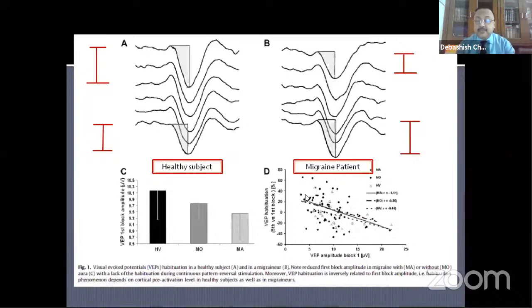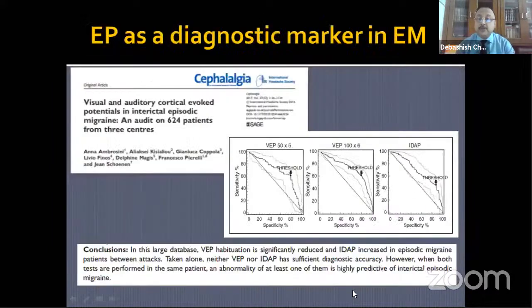And actually, the first epoch, the first train of VEPs, determines what will be the fall or lack of habituation in the subsequent VEP trains. They're showing thereby that pre-activation level is also very important. It shows that the migraine brain is hypersensitive, it is hyper-responsive. In fact, people have suggested that if you combine the VEP and auditory evoked potential, you can diagnose, even without knowing the history, you put the patient through these two tests, you can diagnose them as migraine because they have a very high sensitivity and specificity.